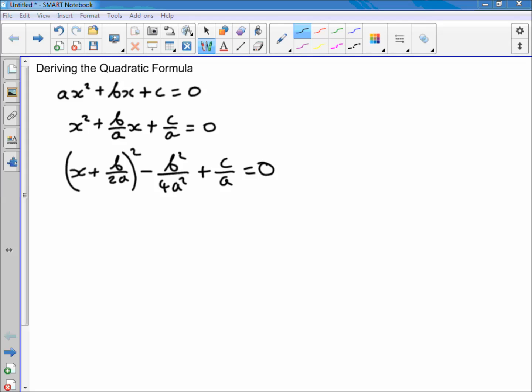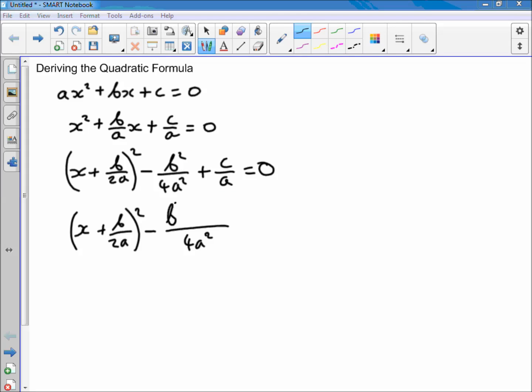So we have the completed square form. Now there's two fractions at the end. We can combine those into a single fraction. So we've got still x plus b over 2a all squared. Need a common denominator. A common denominator is going to be 4a squared. So minus 4a squared. Don't have to do anything to my first fraction. But I do have to do something to my second fraction. I'm going to have to times it by 4a.